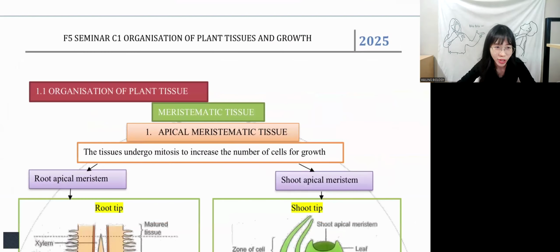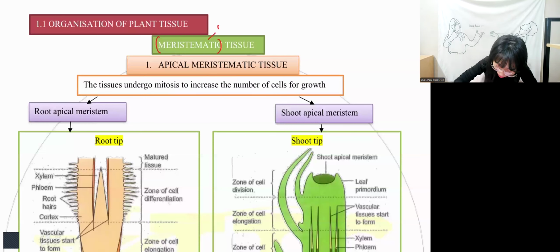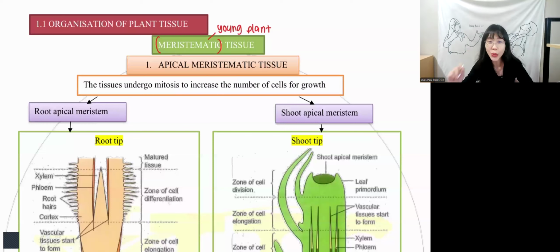In chapter 1, we have to learn about the organization of plant tissue. We have two different tissues here: meristematic tissue and permanent tissue. We have to understand the words. What does meristem mean? Meristem means young plant cell. We can write it down. Meristem means young plant cell. It can only be used for plants.